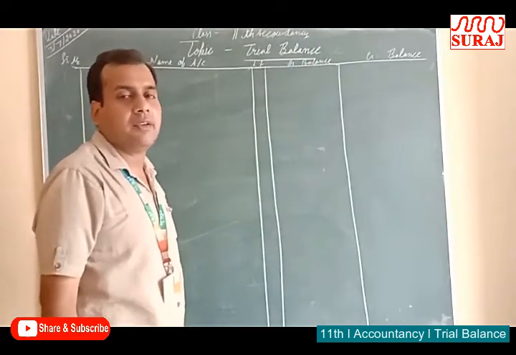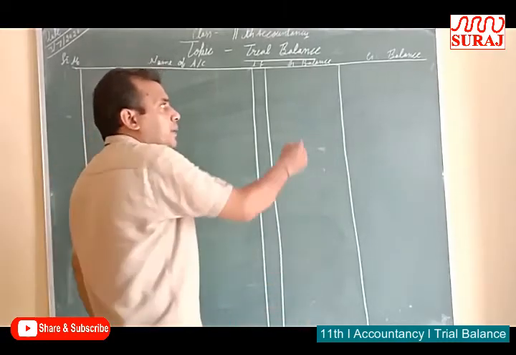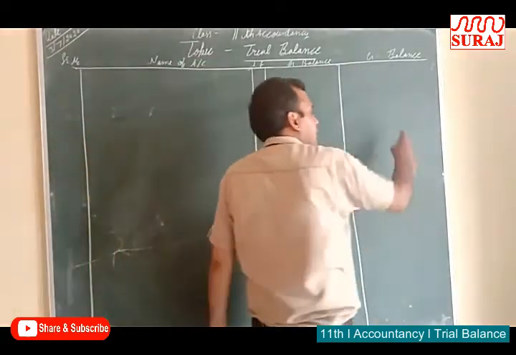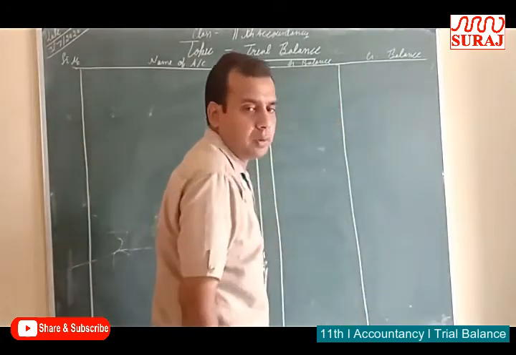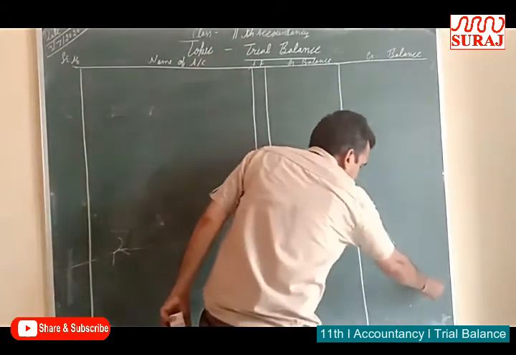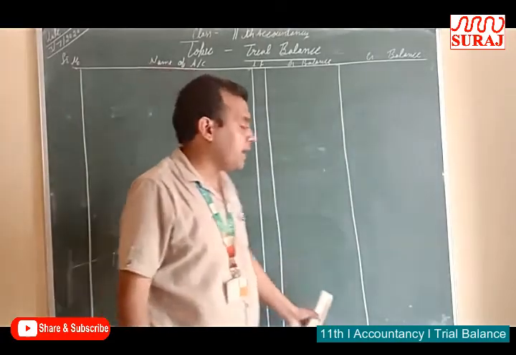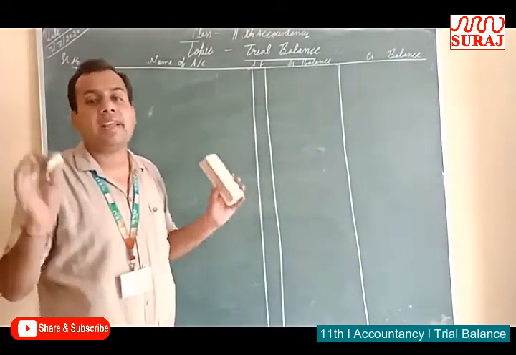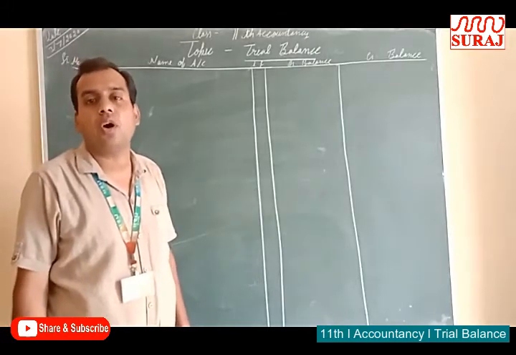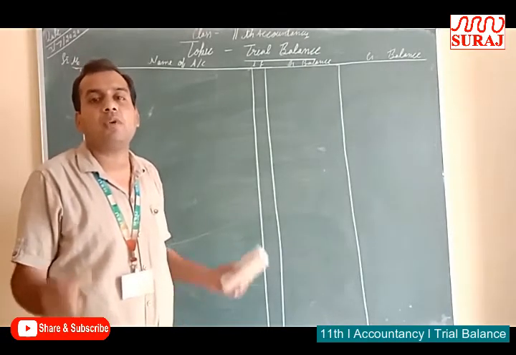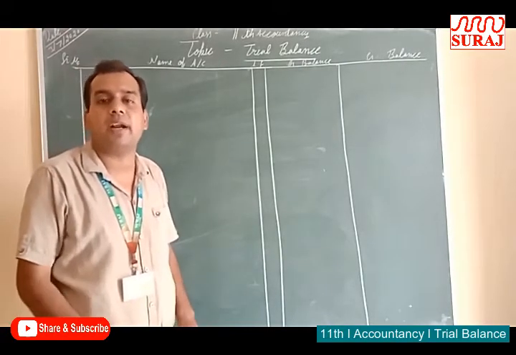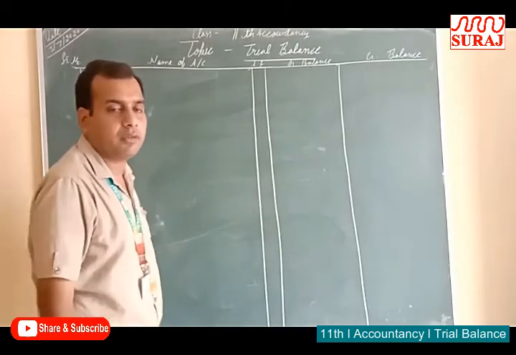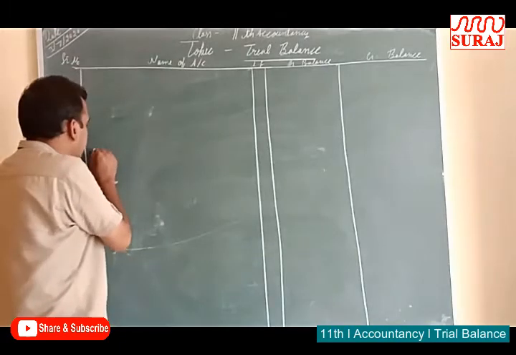If ledgers are given, then all the debit balances of the ledger are written in the debit balance column and credit balances are written in the credit balance column. If we match the totals, both debit and credit totals will be the same. But if you have balances of accounts, then you should know which account has a debit balance and which has a credit balance.